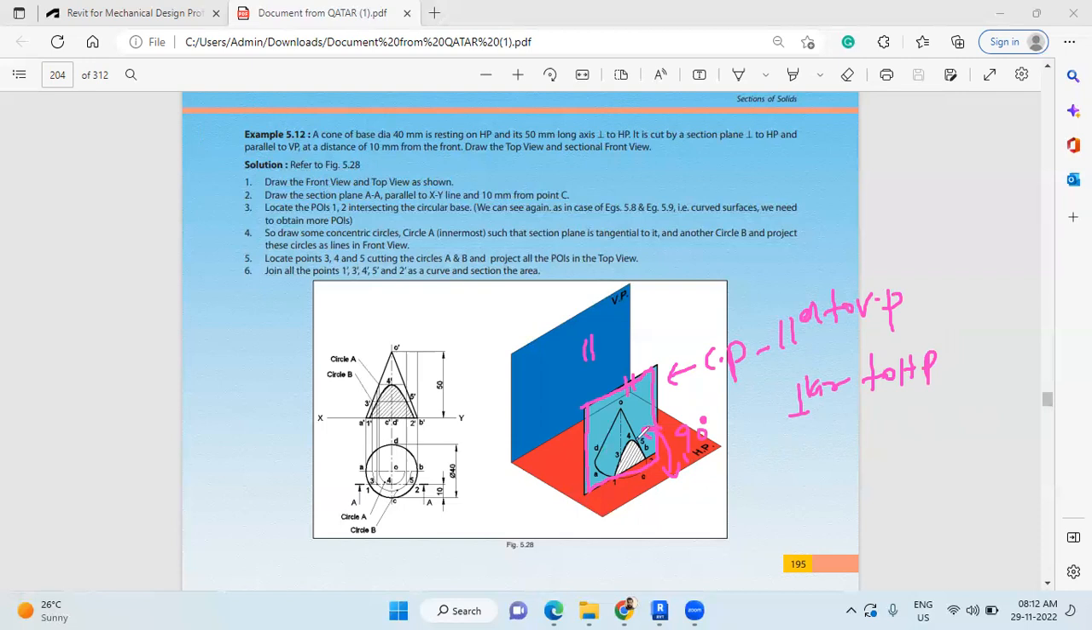Any distance? It's 10 millimeters from the front. That means this is my front point. From this front, the cutting plane is at a distance of 10 mm. So this distance is 10. Clear, the cutting plane location? Yes, sir.